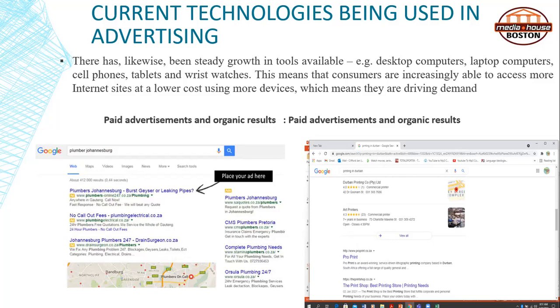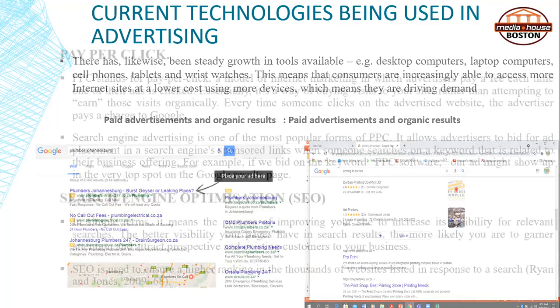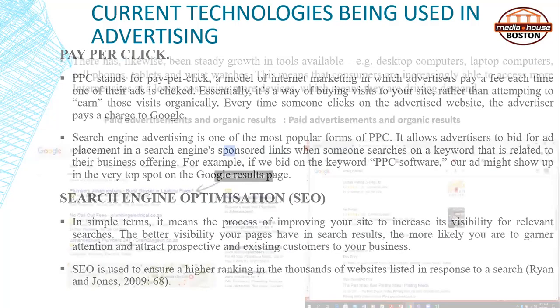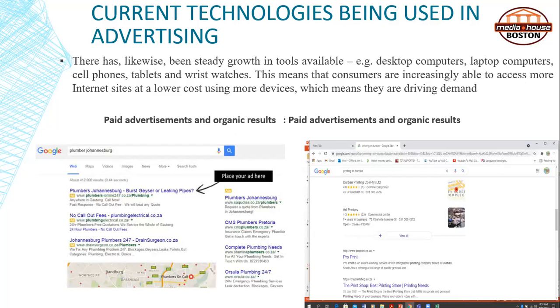Okay, so for instance, if you look at my screen there, we say printing in Durban, then we have all these companies that came out first. That means we have used our search engine optimization. We've created keywords within our website so that when someone is searching for a particular product or service, if he uses that word, he will quickly find you. Just like when you say Plumber Johannesburg, these people come out. They use search engine optimization keywords.